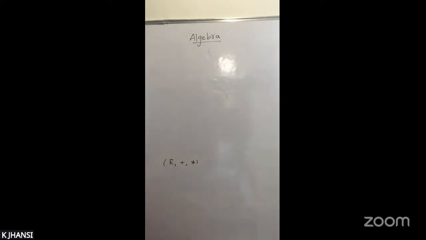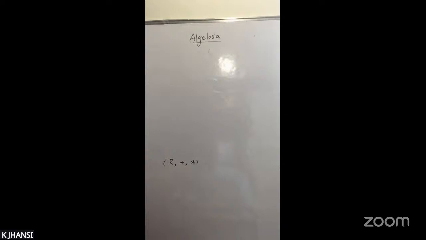This star usually we use for the multiplication. So if you see the definition of the ring, a triplet R comma plus comma star is said to be a ring if R is a non-empty set, and plus and star are two binary operations satisfying the following axioms. First axiom is R comma plus is a commutative group.